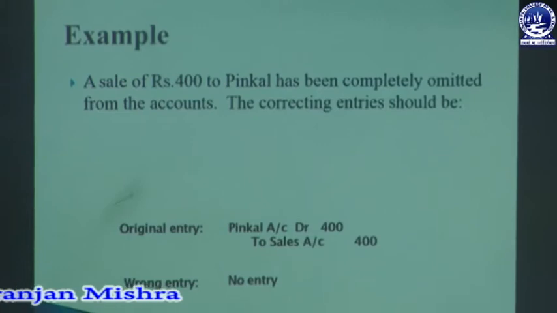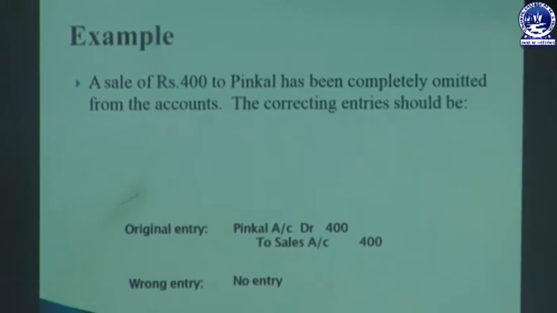So when there is a case of a sale, that means we must record that transaction in the books of account in the form of a journal entry. The journal entry is Pinkol account debit to sales account, because goods were sold to Pinkol. Pinkol is the receiver, being a personal account, so Pinkol account must be debited, and sales account is credited, being one type of income.